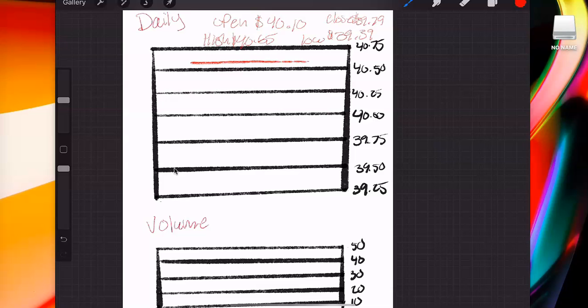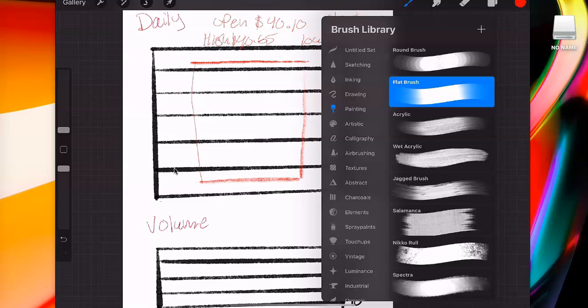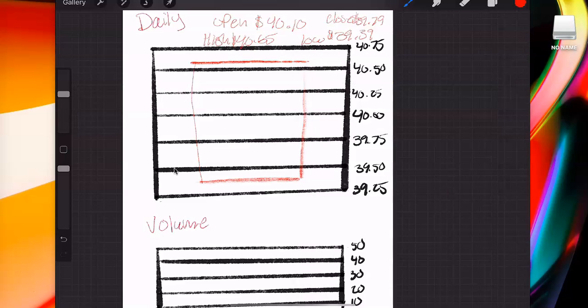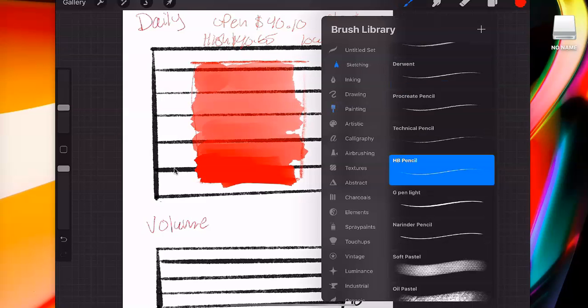And our low for the day was 39.39. So 39.39 sits roughly in this range here, somewhere in there. And we're just going to go ahead and connect those. And then we can fill this in if we want to. And this would be our range. Now the next question is sketching here.